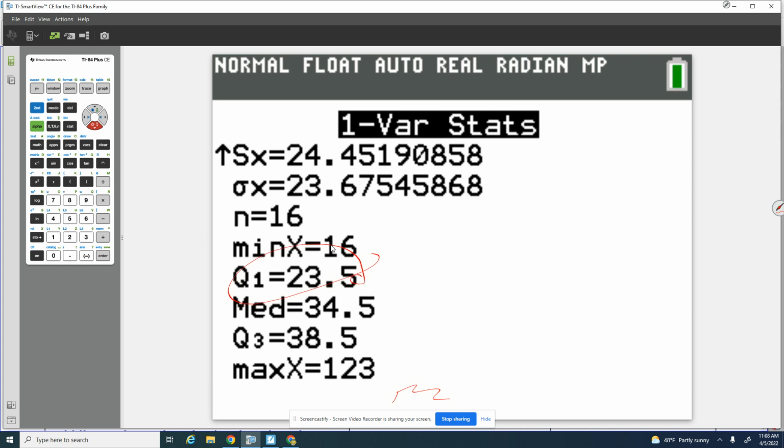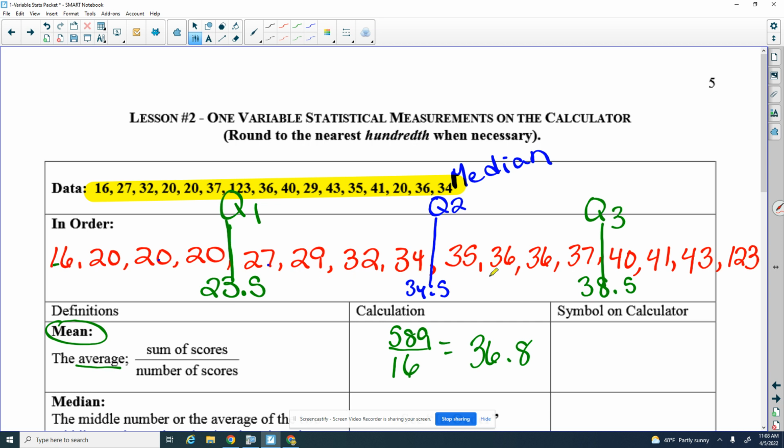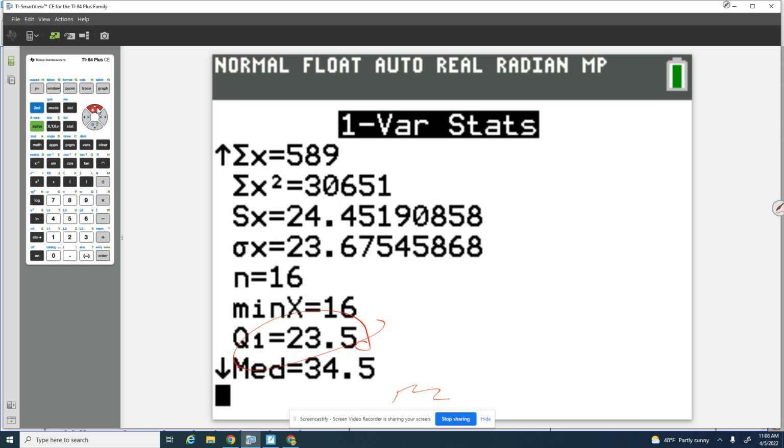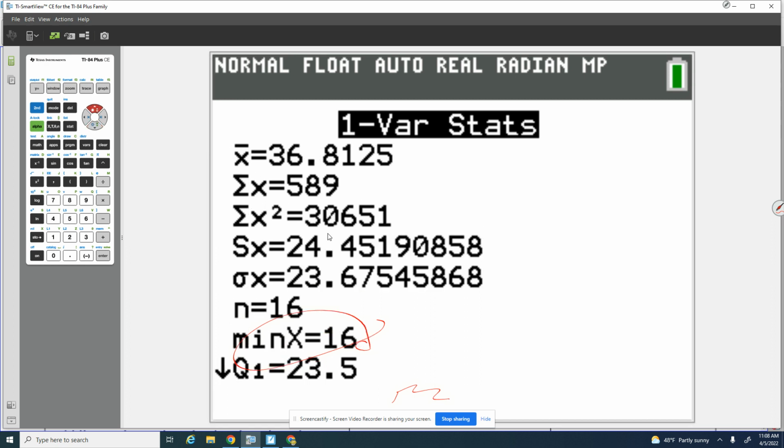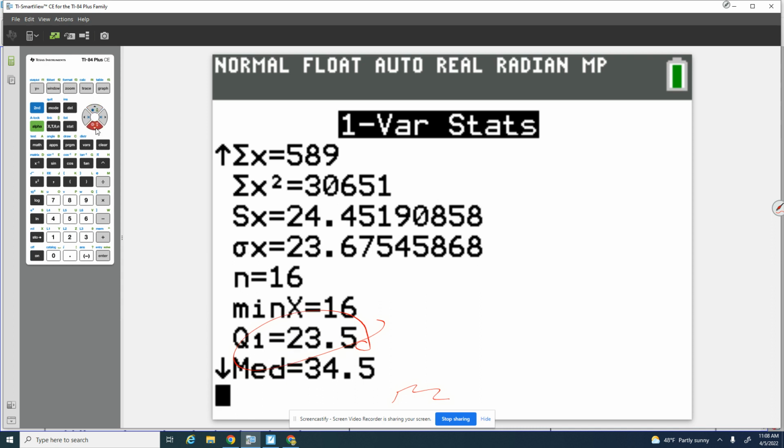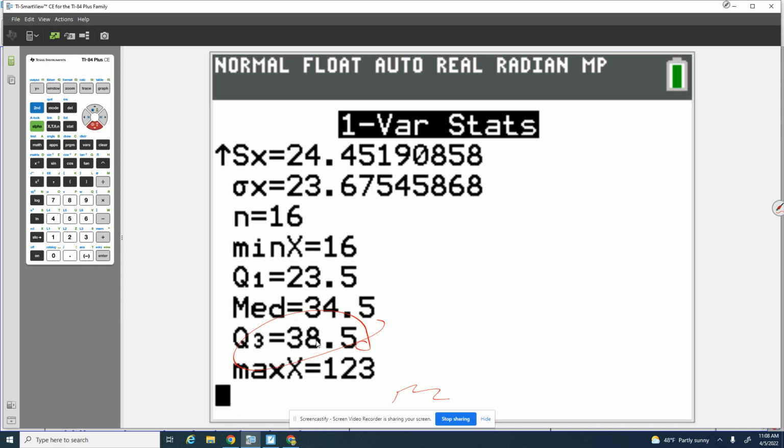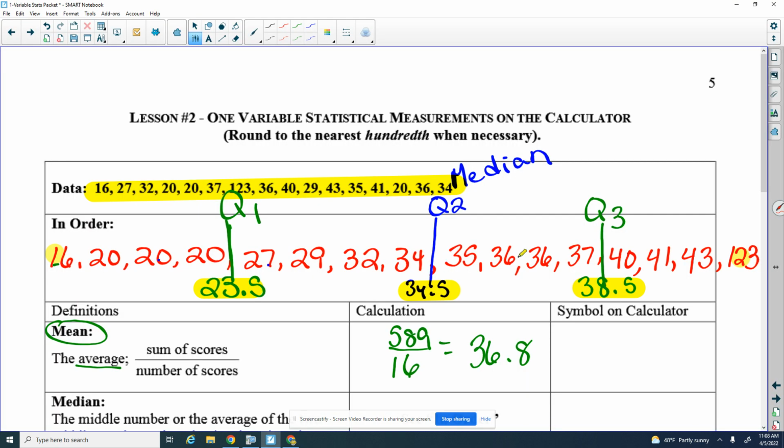Our Q1, which we found, was 23.5. Median, or Q2, was 34.5. And Q3 was 38.5. All of those values we found right here. Q1, median, Q3. Our smallest, our largest. And remember, our mean was 36 point, I think it was 812. That's this right here. So you just have to remember stat edit and then stat calc, number 1.